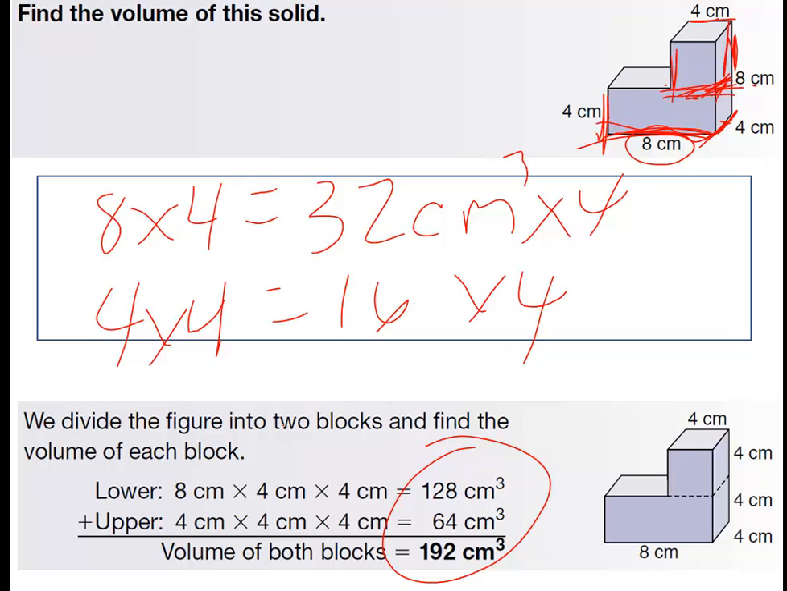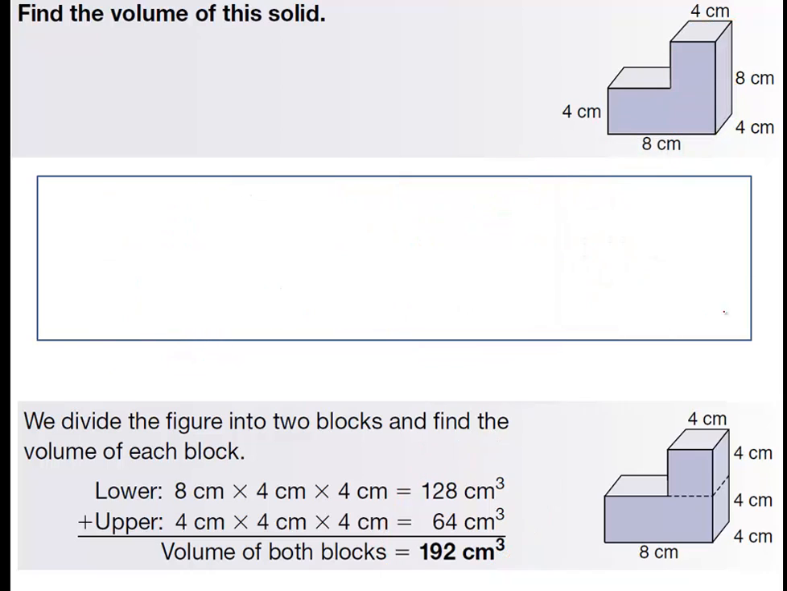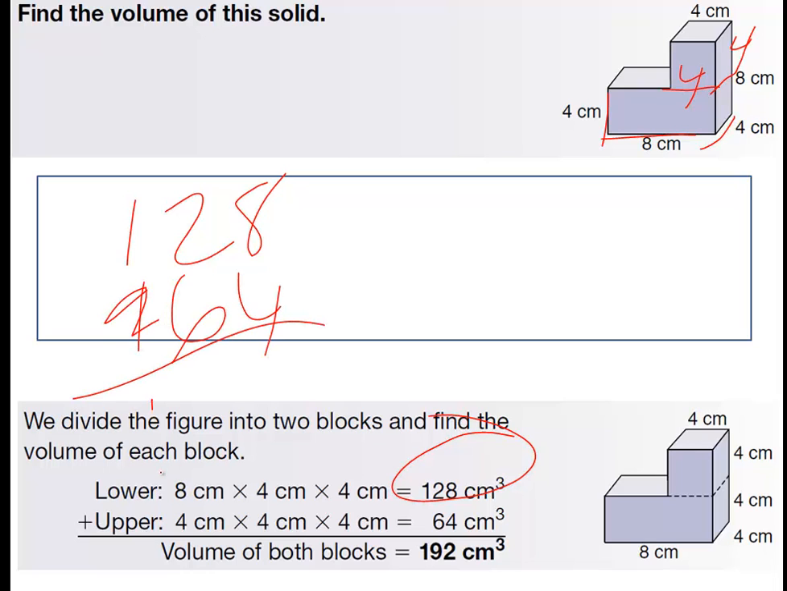So let's look at that again. So when we do that, all right, divide it in half. And so we got 8 times 4 is 32 times 4 is 128. It's right here. And then the top is going to be just 4 times 4 times 4, which is going to be the 64, which is going to make it 192 centimeters cubed. Okay? Just like we did with area, not too tough.